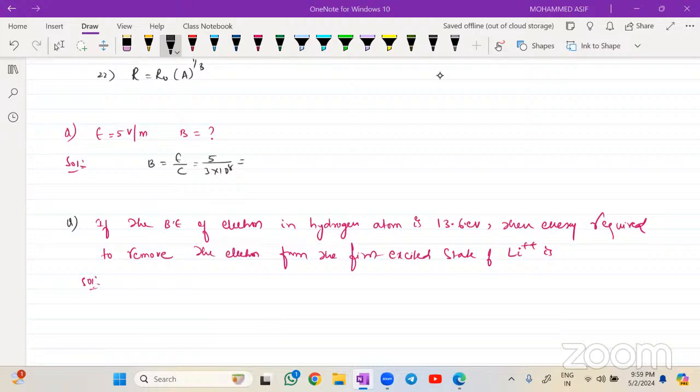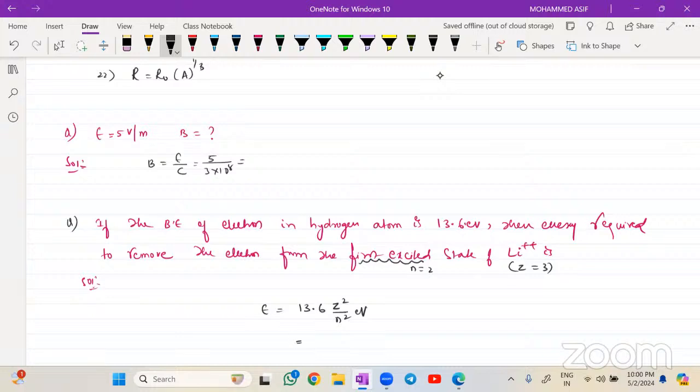The binding energy of the electron in hydrogen atom is 13.6. The energy required to remove the electron from the first excited state. What do you mean by first excited state, Mehta? N value will be equal to 2. First excited state of lithium. For lithium, atomic number will be equal to 3. So energy required will be equal to 13.6 into Z square divided by N square into electron volt.